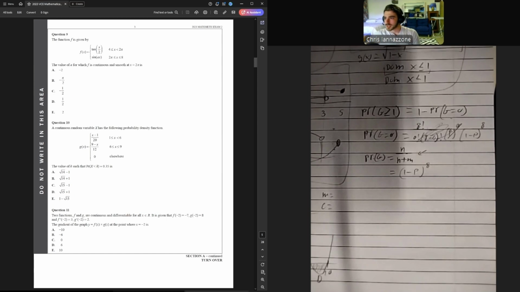Okay, question 9. So the value of a for which f is continuous and smooth at x equals 2 pi. So at that crossover between the two, well, not a composite function, it's a piecewise function. So how do we get continuous and smooth at that spot? Well, you could put a lot of effort into actually calculating what that would be, right? So for continuous, you want to make sure that the values are the same at 2 pi.